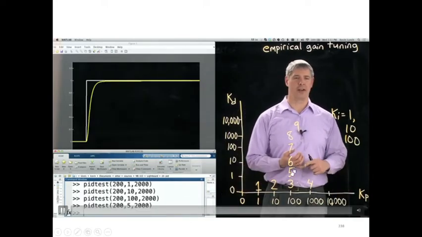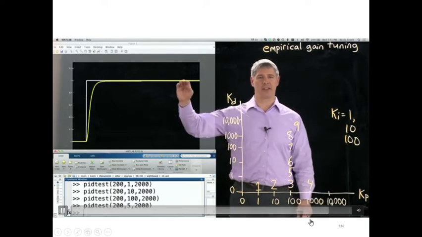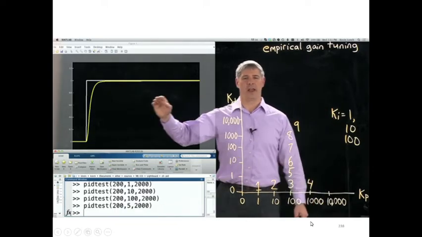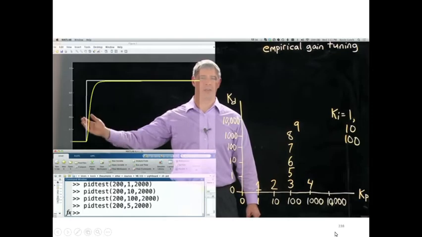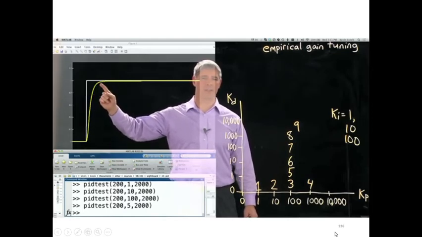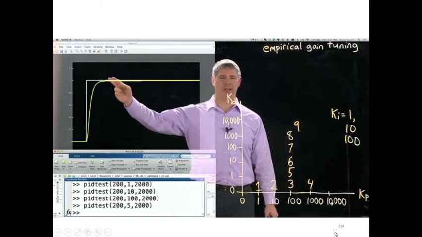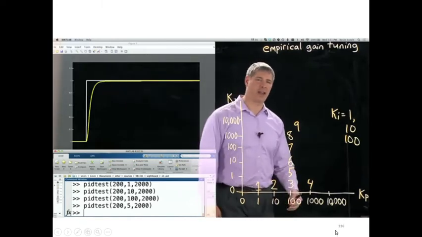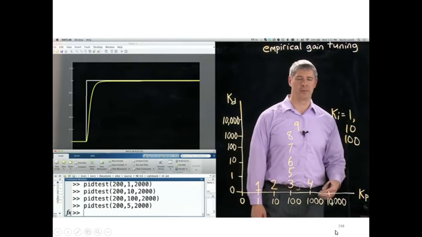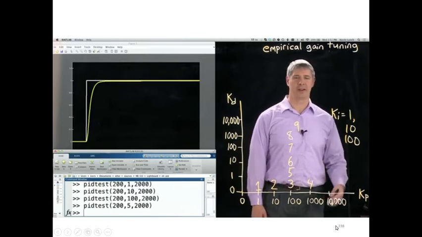Things you care about in your response are how much steady state error do you have here, do you overshoot, and how long does it take to settle? So here it settles to, say, within 2% of the final value by around here or so. So the faster that happens, the better. The less overshoot, the better, and the less steady state error, the better.